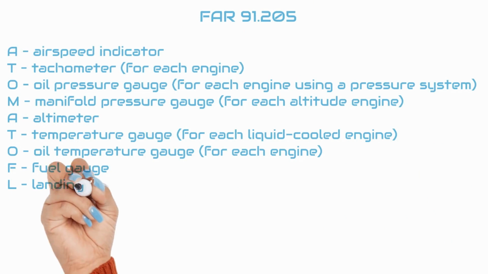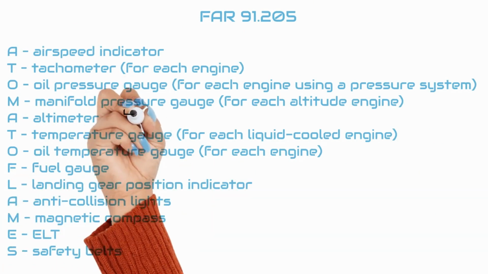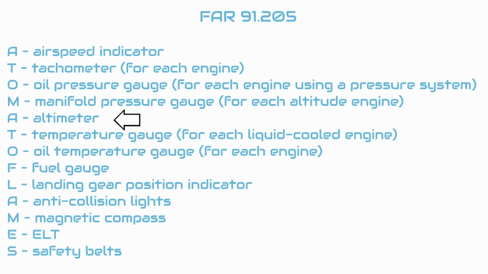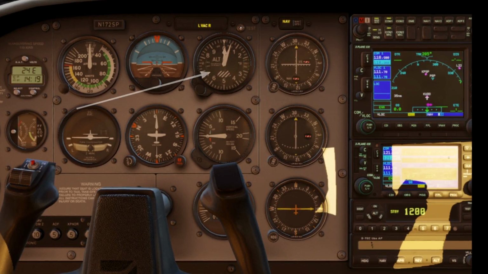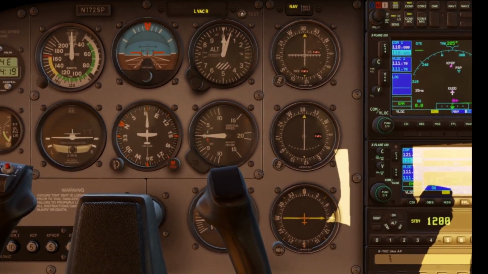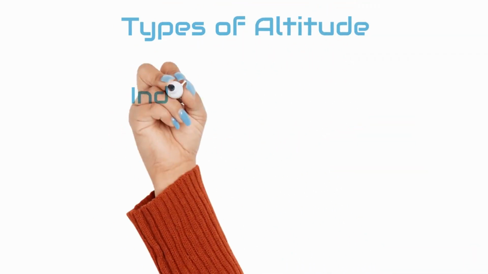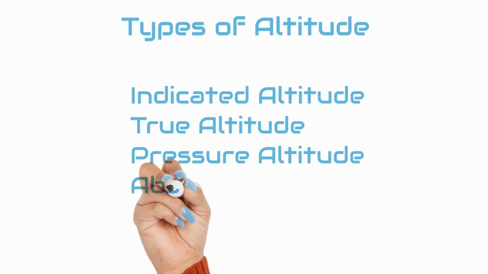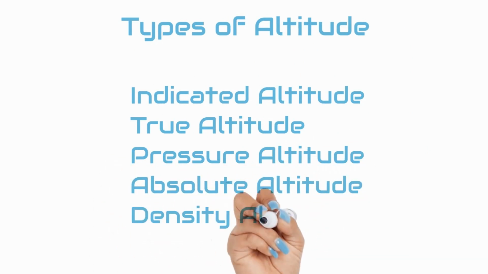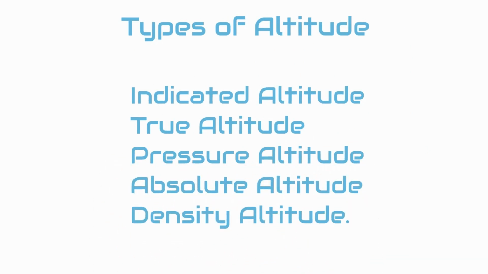If you take a moment to review the VFR, or Visual Flight Rules, minimum equipment requirements as outlined in FAR 91.205, one of the requirements is to have an altimeter. Given the pivotal role of the altimeter when flying VFR, it is imperative to grasp its usage thoroughly. Before going any deeper, we must begin by discussing the various types of altitudes: indicated altitude, true altitude, pressure altitude, absolute altitude, and density altitude.